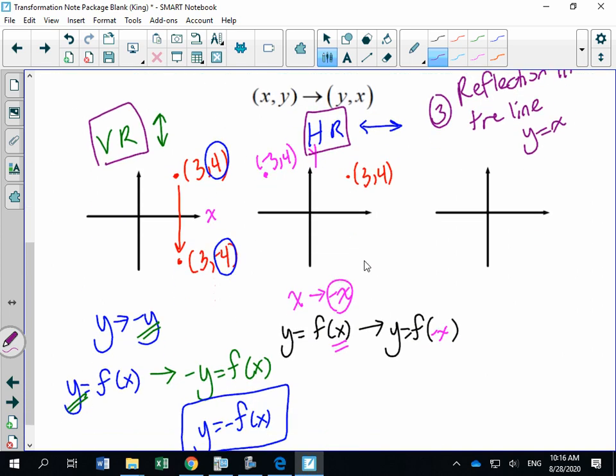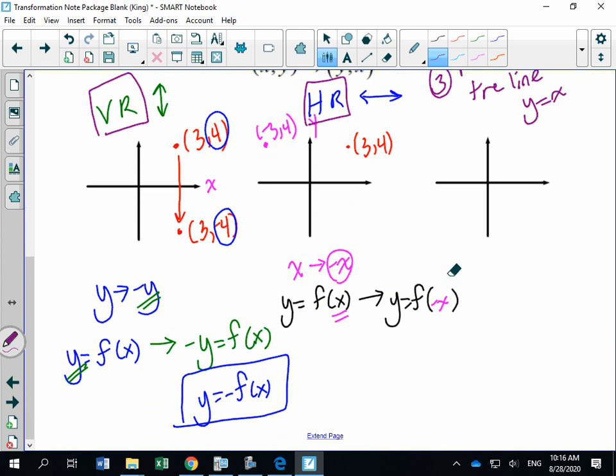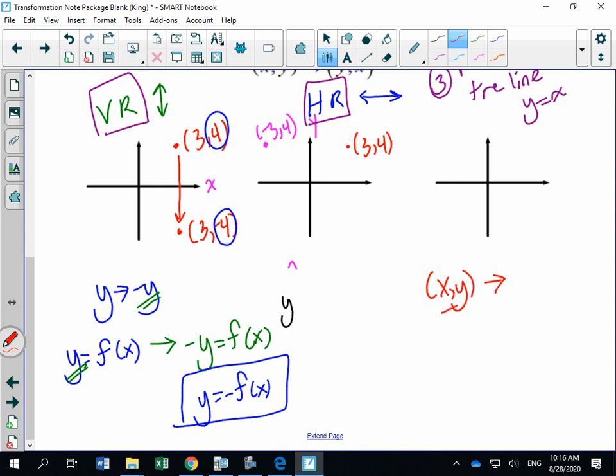So here's what I mean. Take that point (3, 4). So I'm just going to erase this. Okay, so when we're finding the inverse of a relation, we're given a point (x, y), and to find the inverse of this point, you simply interchange the coordinates, so it's going to be (y, x).